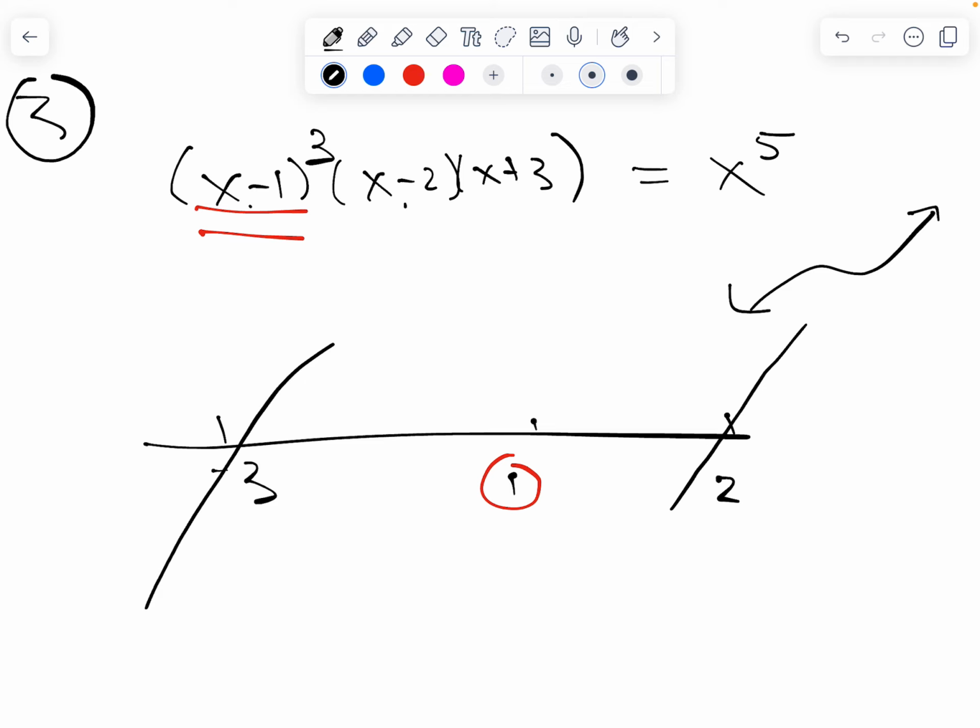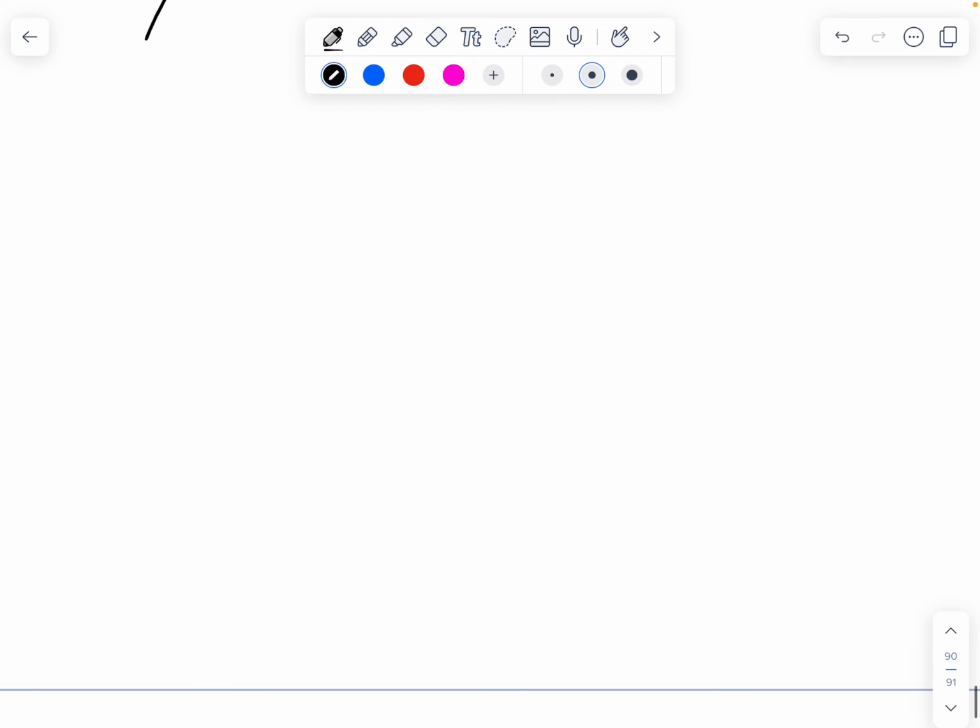Now what happens in the middle? I can't just cross it like that because this is a 3rd degree. It's a multiplicity of 3. So I'm going to approach it like this and like that. So it flattens out around that neighborhood. Okay, let's do another one. Let's do this one a little bit faster.